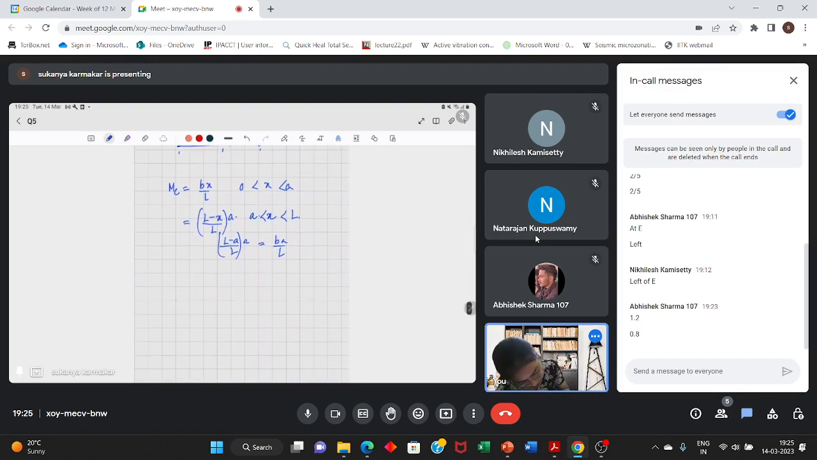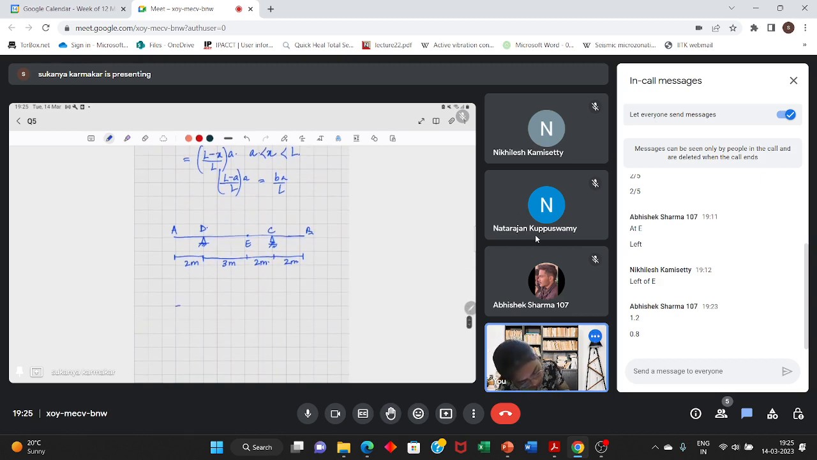So this is the beam. This is A, D, E, C, and B. This is 3 meters, this is 2 meters, this is again 2 meters, and this is 2 meters. The ILD, I'm redrawing it here.